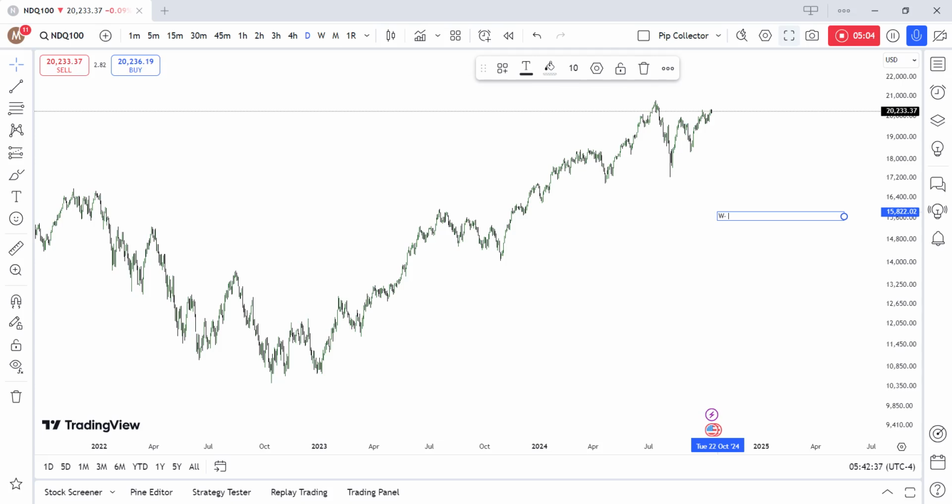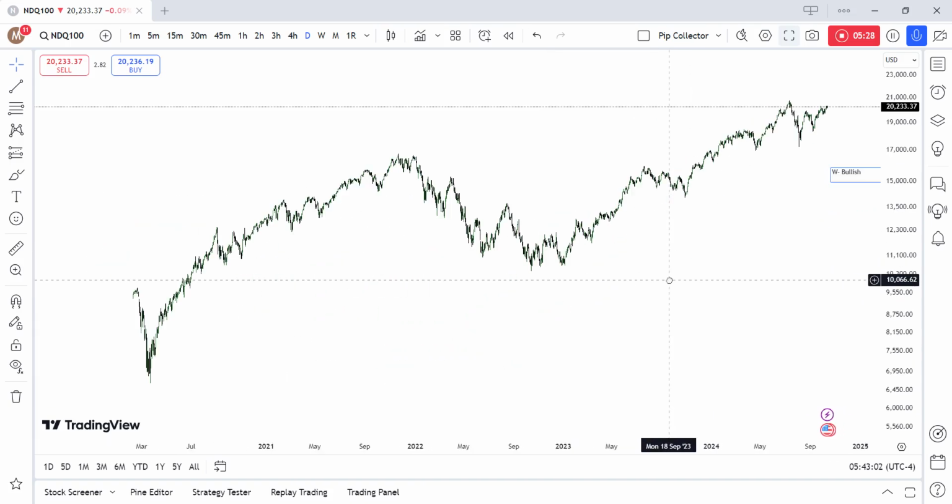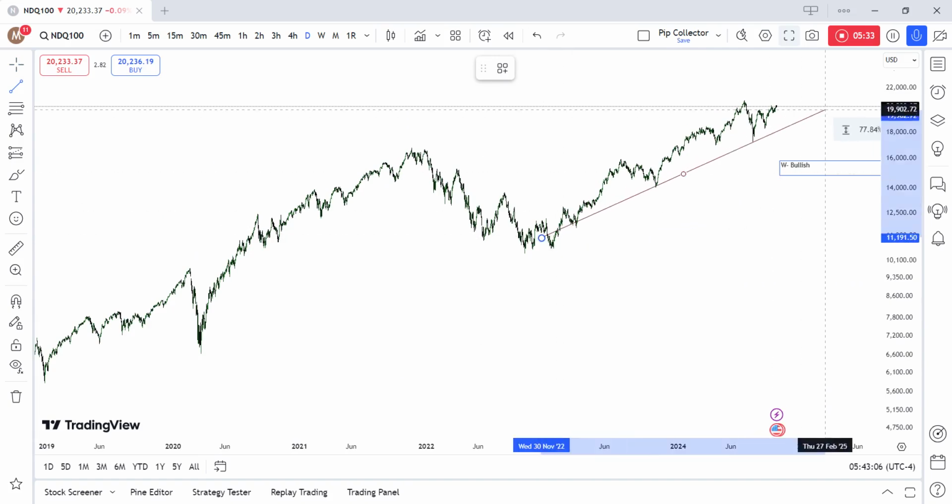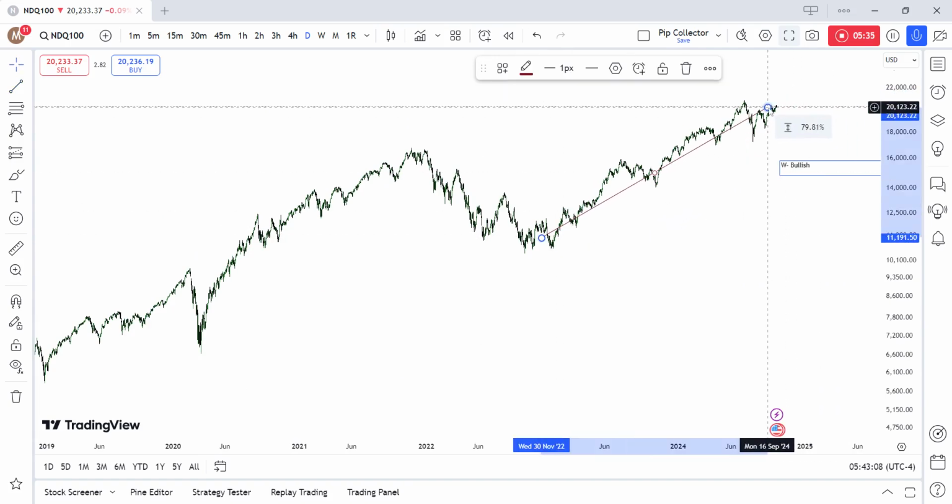On the weekly chart we are bullish. Remember, that's enough for a swing trader or a positional trader. The remaining part is to look for a retracement, get into the trade and continue buying. So we are bullish on the weekly chart, and then we go lower to the daily chart. On the daily chart, you can realize that we are also bullish.